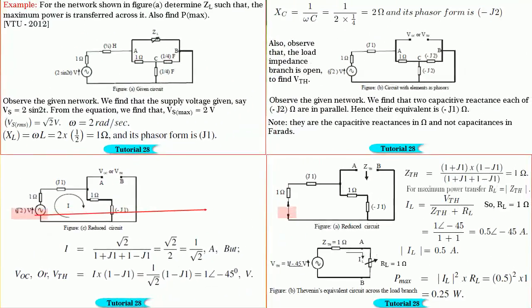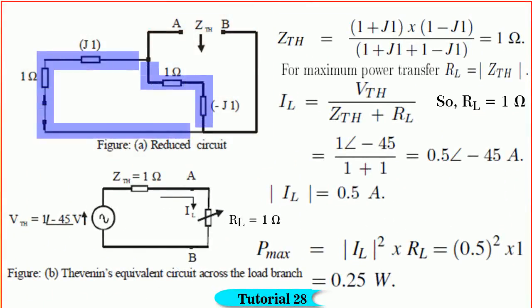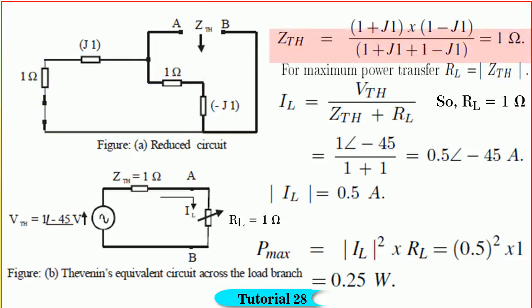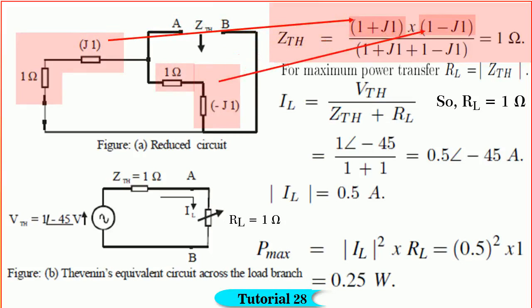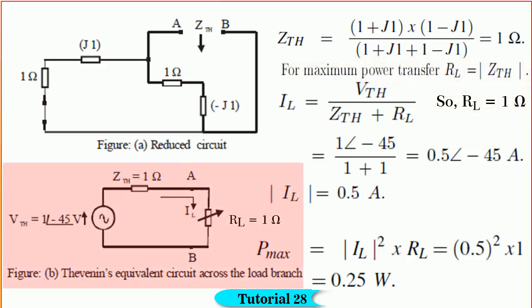To find Z Thevenin, by short circuiting the voltage source, we get figure A. We find two parallel connected branches, hence Z Thevenin is equal to (1 + j1) into (1 − j1) divided by (1 + j1 + 1 − j1), which will give us Z Thevenin is equal to 1 ohm. So, RL is equal to mod of Z Thevenin, which will give us RL equal to 1 ohm. Using V Thevenin and Z Thevenin, the equivalent circuit across the load branch RL is shown in the figure.